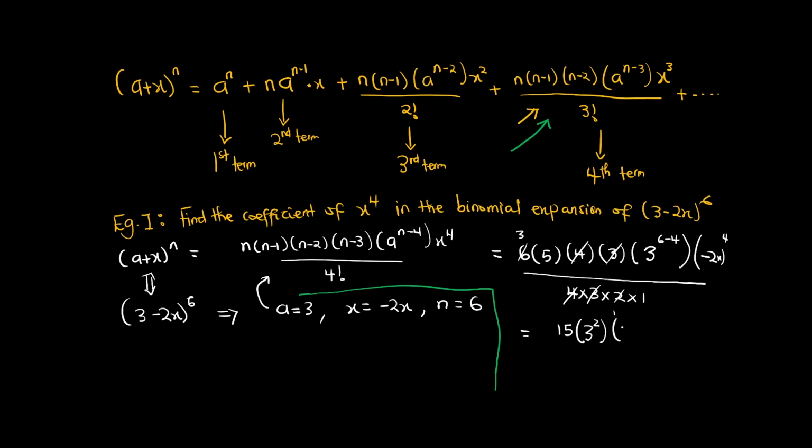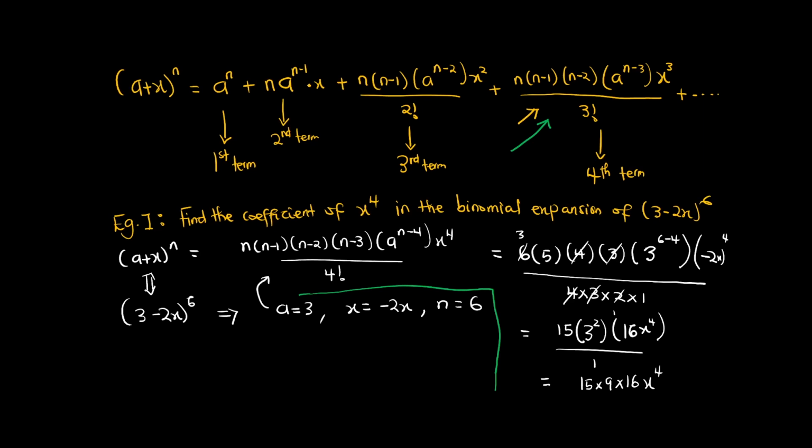Then I have over here negative 2 raised to the power 4. Okay, now negative 2 raised to the power 4 is positive 16. So I have positive 16. Then x raised to the power 4 is x power 4. Okay, all over 1 is still the same thing. So I have 15 multiplied by 9 multiplied by 16 x power 4, all divided by 1, which will give us the same thing.